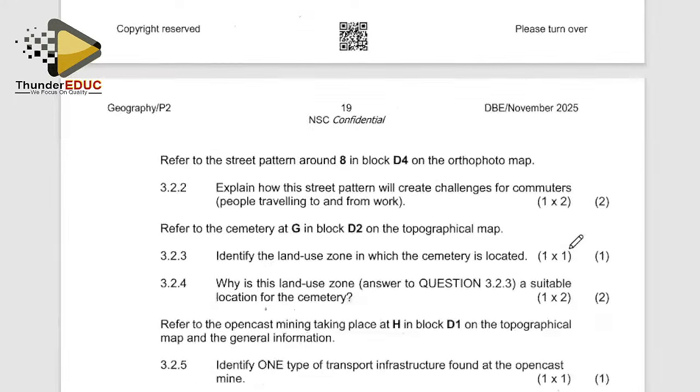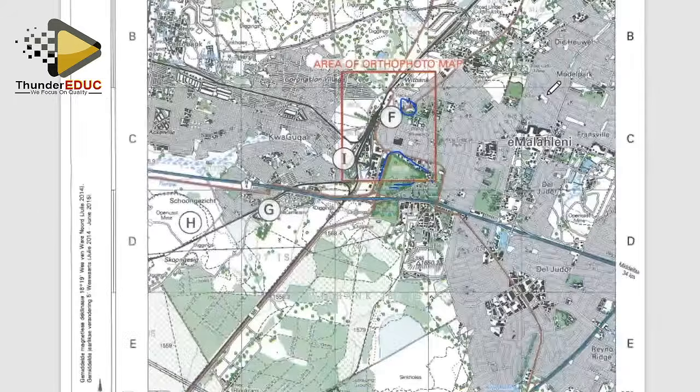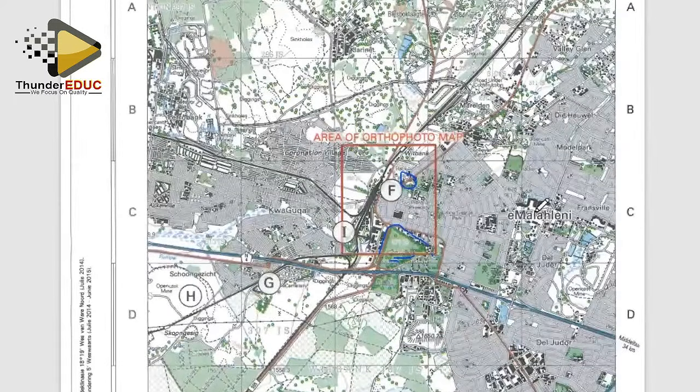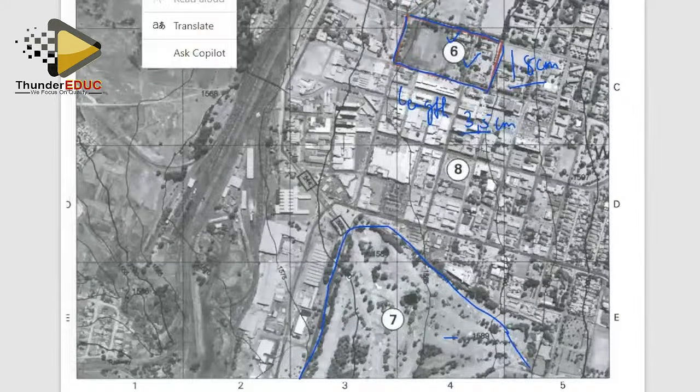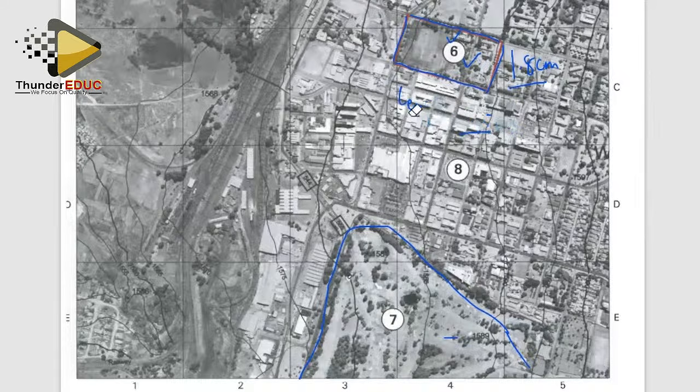Right. Refer to the street pattern around 8 on block D4 on the orthophoto. Explain how this street pattern will create challenges for commuters. Right. Let's look at the street pattern on the orthophoto around 8. Our area 8 is around here. What kind of street pattern are we visualizing? If we check there, we can safely see that this is more of a grid pattern.